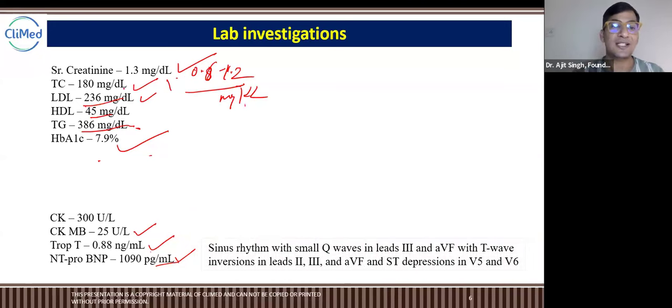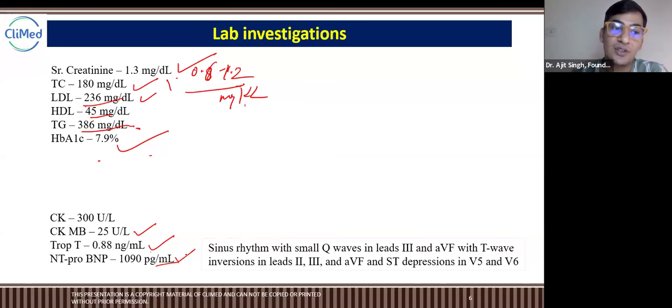Okay, what about TC? Very high. LDL very high. HDL very high. TG very high. So what is the normal limit of these two things, LDL and TG? Guys, tell me. What's the normal limit of LDL? BNP level increases, okay, yes. Increased, understand. LDL must be less than 100 mg per dL.